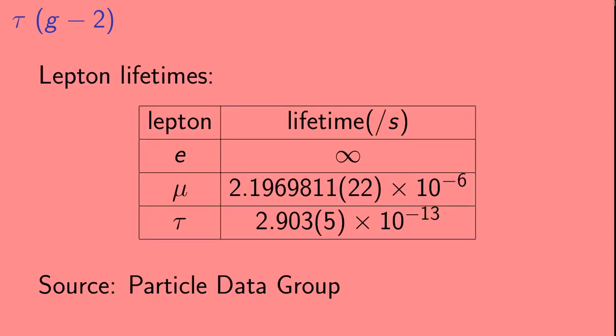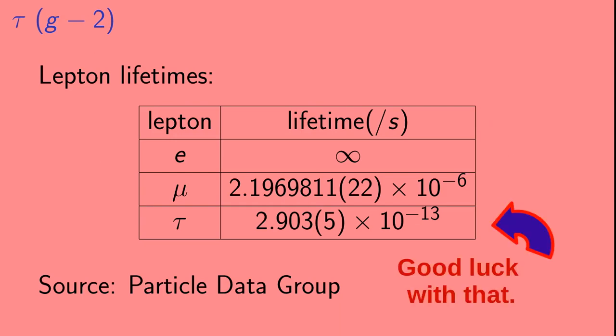So to put that in perspective, let's look at the lifetimes of the electron, muon, and tau. So the electron is stable. As far as we know, its lifetime is infinite. The muon has a lifetime of 2.2 microseconds. Now, that might sound short, but it's long enough to do one of these measurements. However, the tau has a lifetime that's 7 orders of magnitude shorter than that of the muon. So good luck with that. So in order to measure g-2 of the tau, we need a fundamentally different idea.